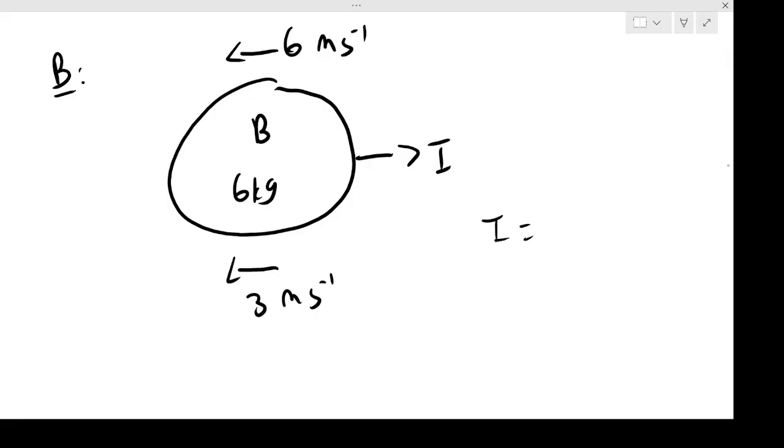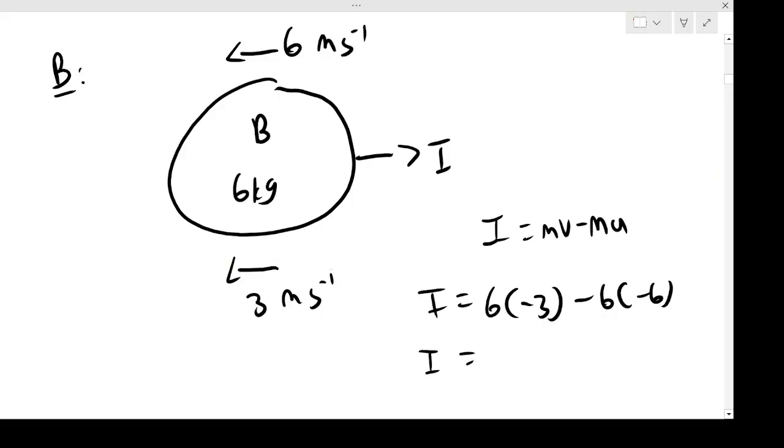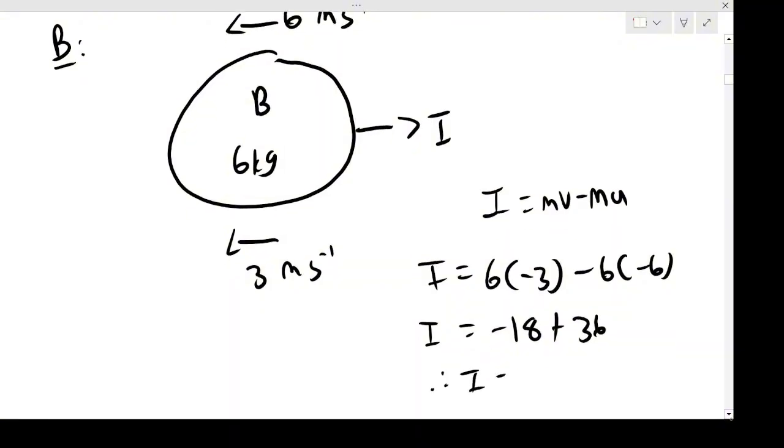Again, impulse I is going to be mv take away mu. In this case, it's positive I because it's going forward in the positive direction. That's going to be mass of 6 take away minus 3 because that's going backwards, negative, minus 6 lots of, and that'll be again minus 6 here because that's also going in the negative direction. So we simplify this, we get I to be minus 18, add 36, and so therefore we indeed get 18. And there we are. So no matter what particle you choose to consider, you should get the same answer because the impulses are equal on both the particles.